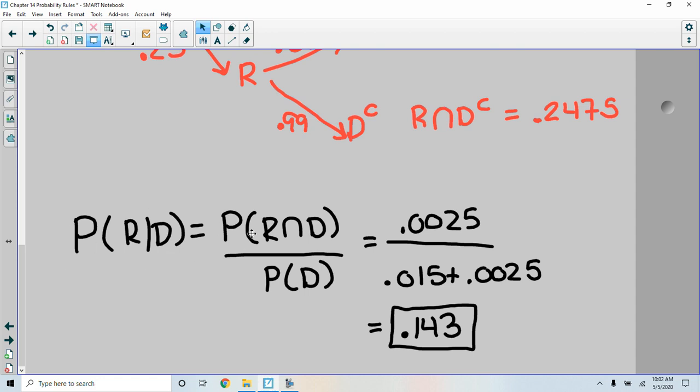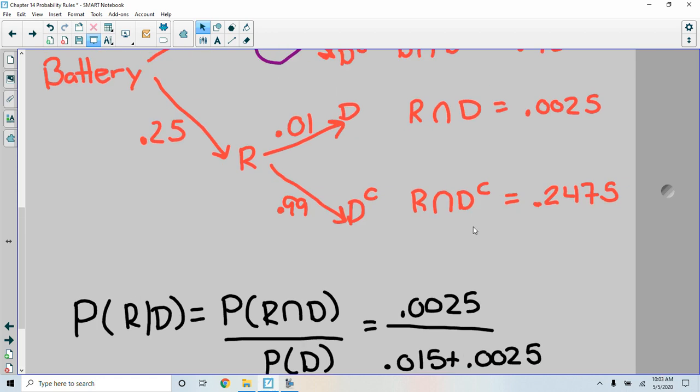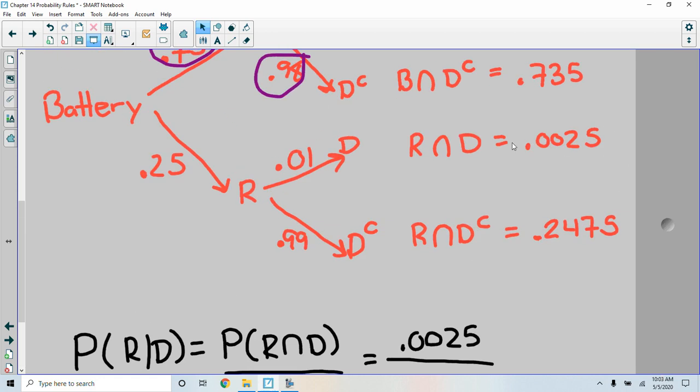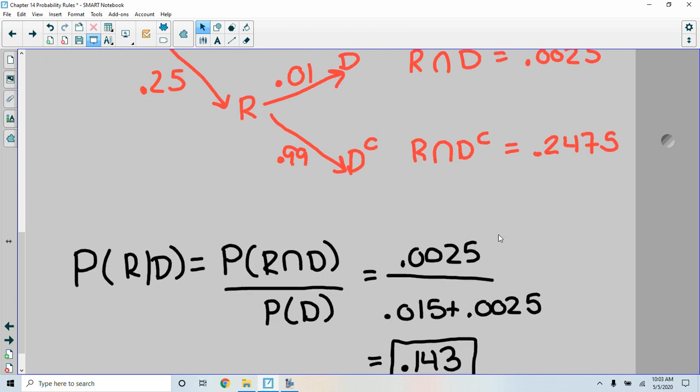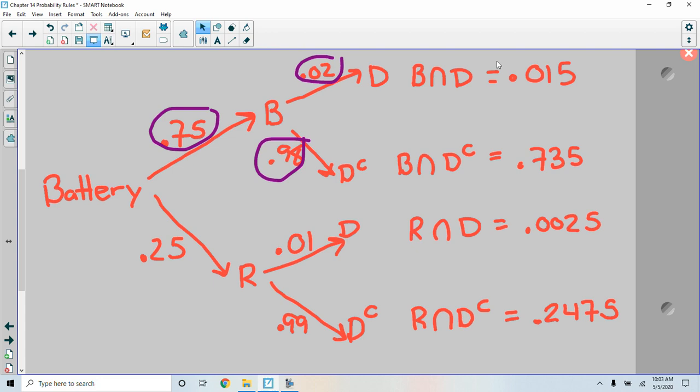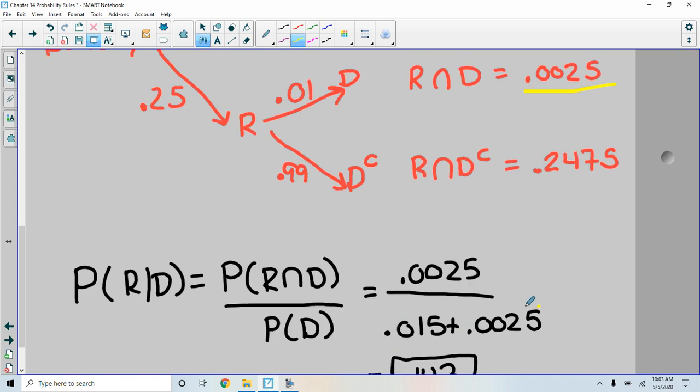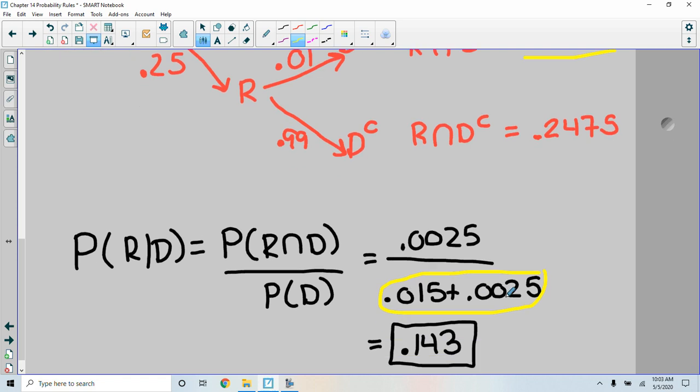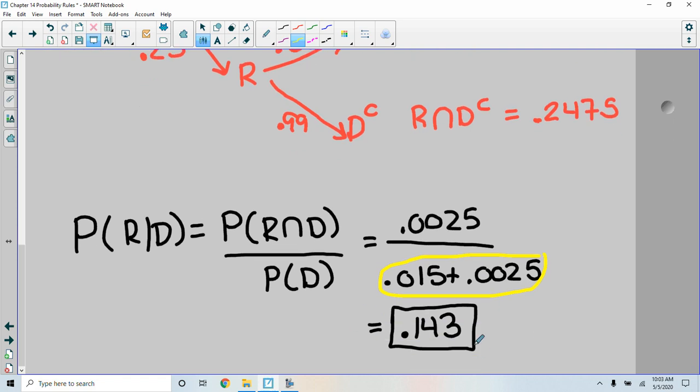We find the probability that it's rechargeable and it's defective, that 0.0025 right there. And then we have to divide that by the probability it's defective. So we have to take these 2 probabilities, my regular batteries that are defective and my rechargeable batteries that are defective, and add them together. They're disjoint events because they can't be both regular and rechargeable and defective at the same time, so we can just add those together and we get a probability of 0.143.